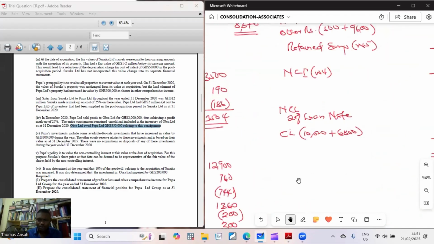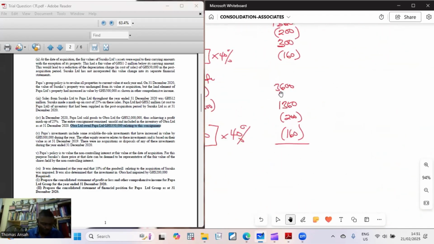All right. So let's bring in the correct figure for the investment. We have 3,600 plus 1,360 minus 200, the impairment, minus 160. All right. So in all, this is 4,600.